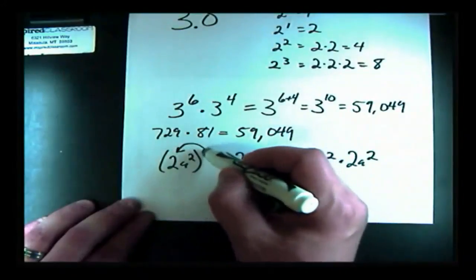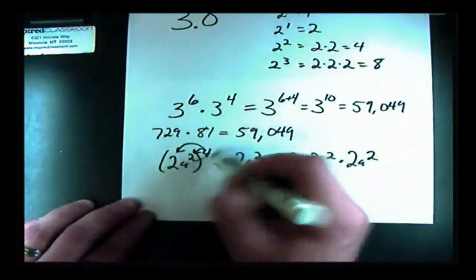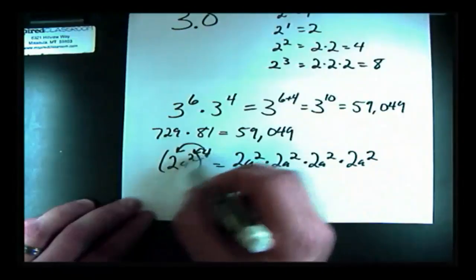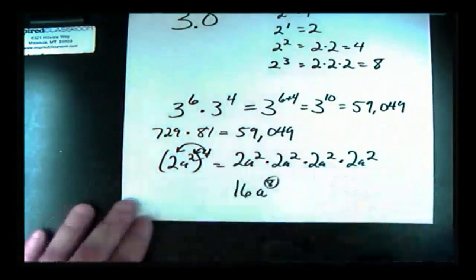Basically, this exponent was being distributed to both of these. We multiplied 4 times 2 and got 8. And we took 2 to the 4th power to get 16.